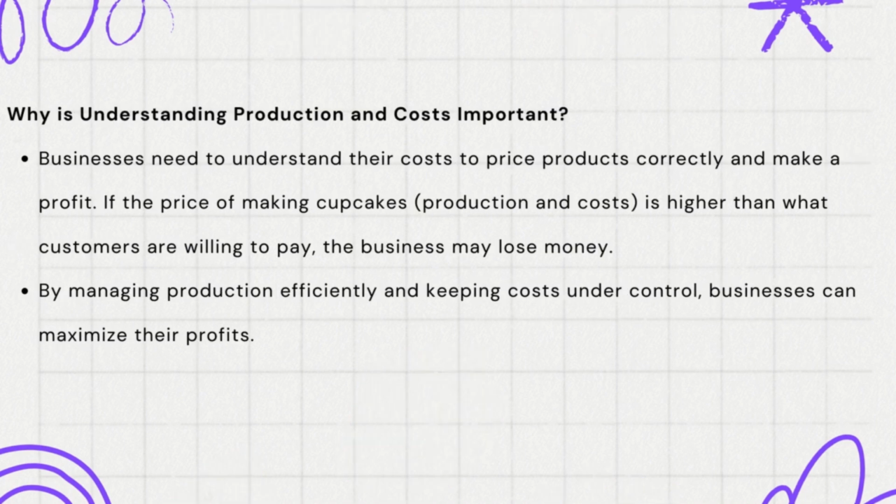Why is understanding production and costs important? Businesses need to understand their costs to price products correctly and make a profit. If the cost of making cupcakes is higher than what customers are willing to pay, the business may lose money. By managing production efficiently and keeping costs under control, businesses can maximize their profits.